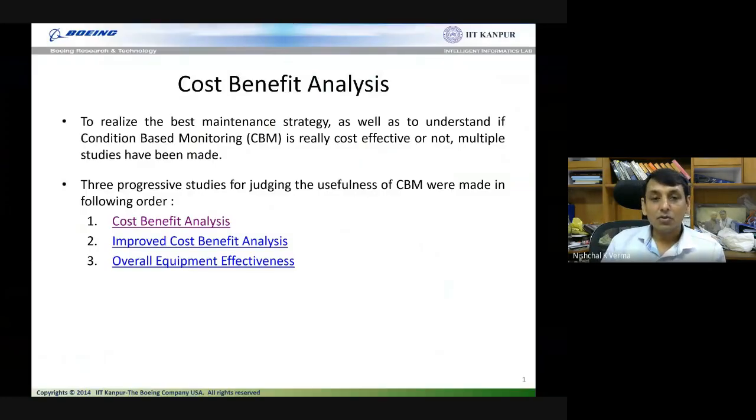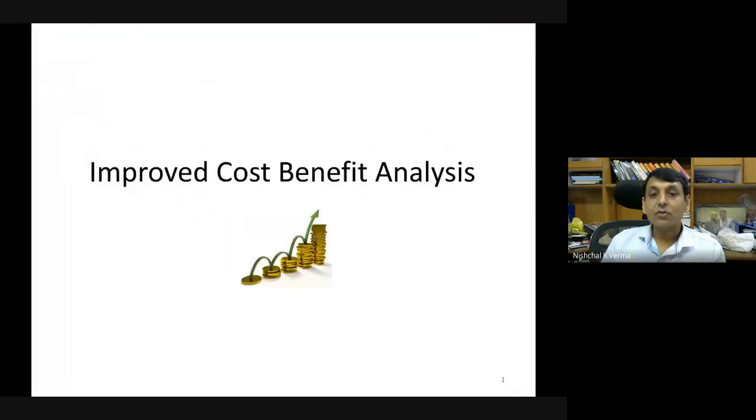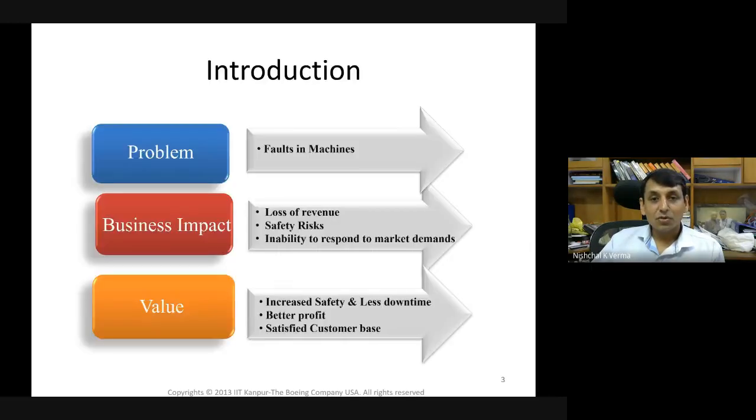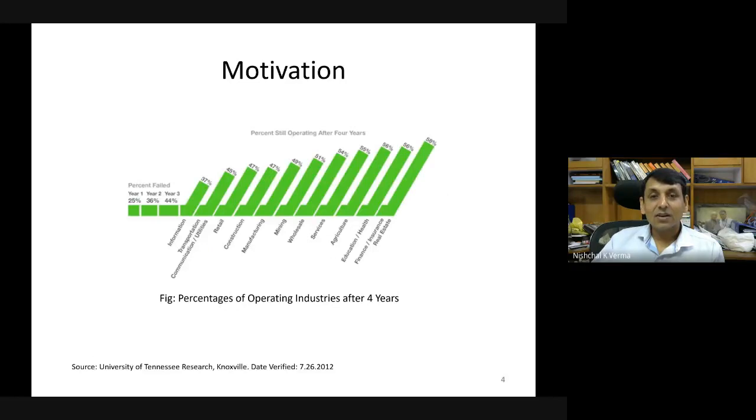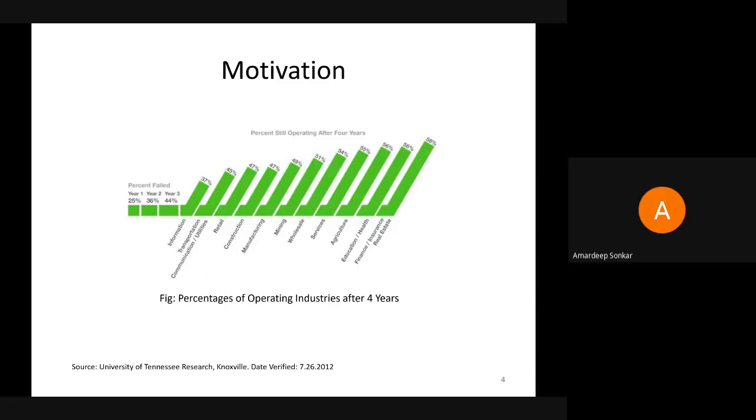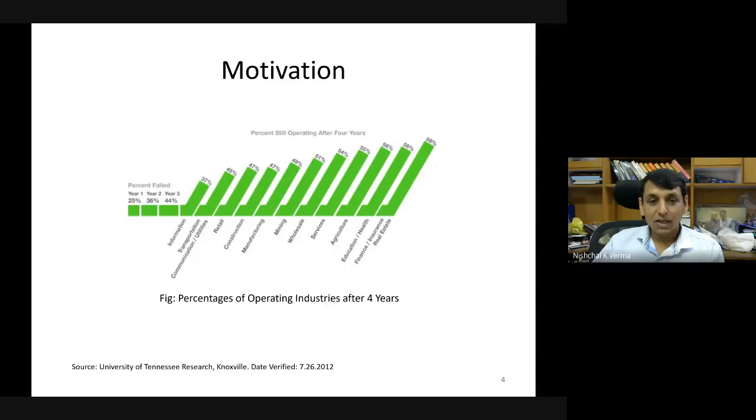Okay, so let us now go to the cost-benefit analysis, which helps convince us that yes, you should go for it. Let us quickly go through this and see what motivates us. What you see here are the percentages of operating industries after 4 years, and that's how they are getting the return. Different kinds of industries, after a certain time, get different kinds of returns.